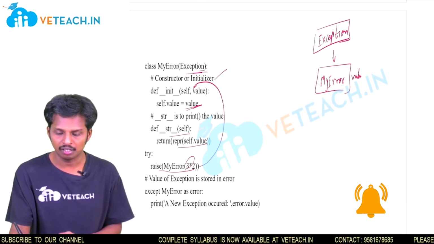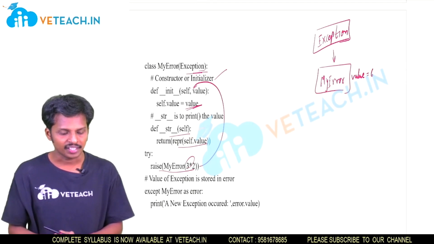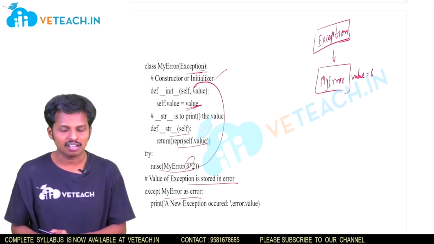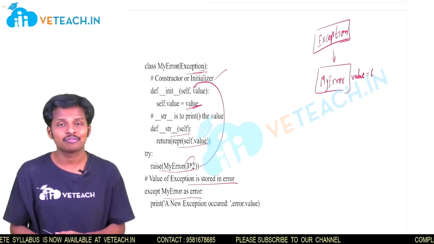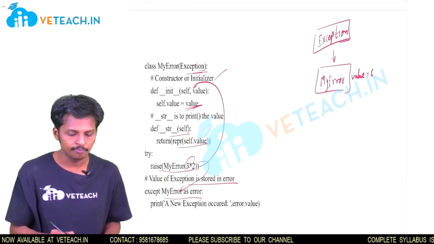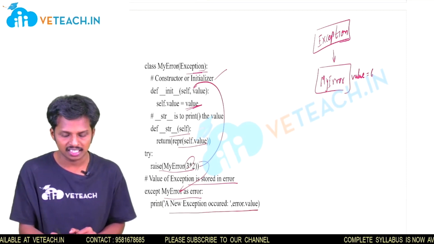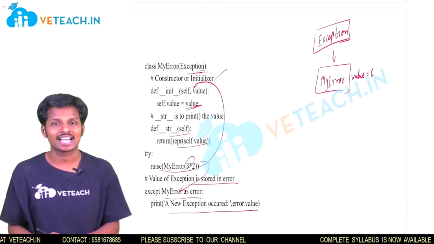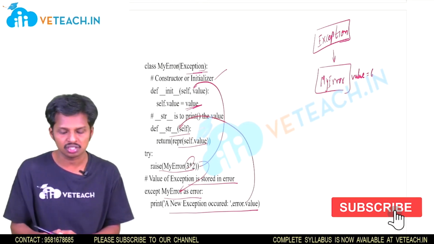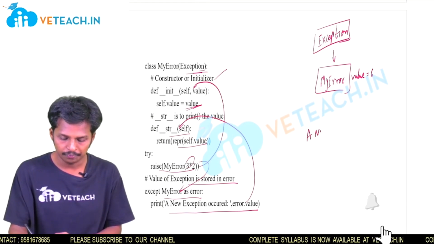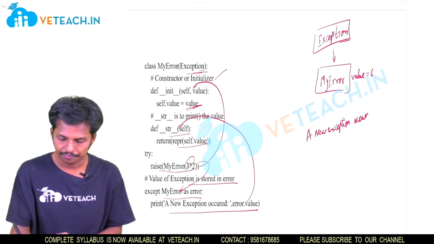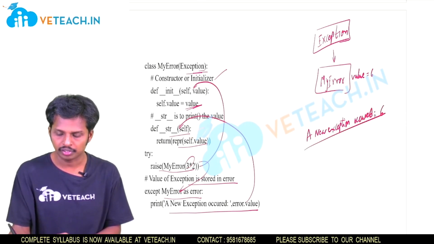So MyError has a variable value and the value is 6, and then the value of the exception is stored in the error, and then except MyError as error. So here we have asked the program to raise an exception. From here the control transfers to the except block, where it is going to print a message: a new exception occurred, where the value is error.value. When I want to print this error.value, it's going to go to the string method, which is going to print: a new exception occurred and the value is 6. This is what we are going to get.